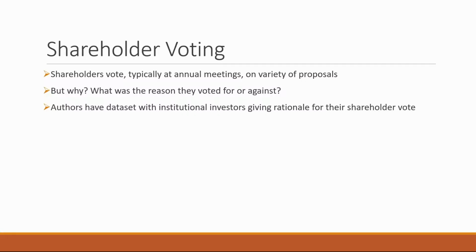So shareholder voting, as a quick review, if you already know about things like this. Shareholders vote typically during annual meetings, although sometimes they have a special vote outside of that, on a variety of proposals that will decide things for the company. But we don't know why they voted the way they voted. It's the same as in politics. You don't know why someone voted for a candidate or not, or voted for or against a ballot initiative. All you know is the yes or no. So the reason for why they voted for the proposal or against it is something we usually don't know about.